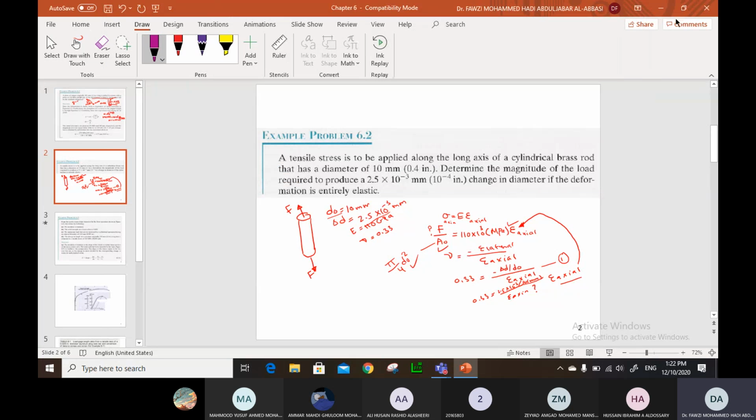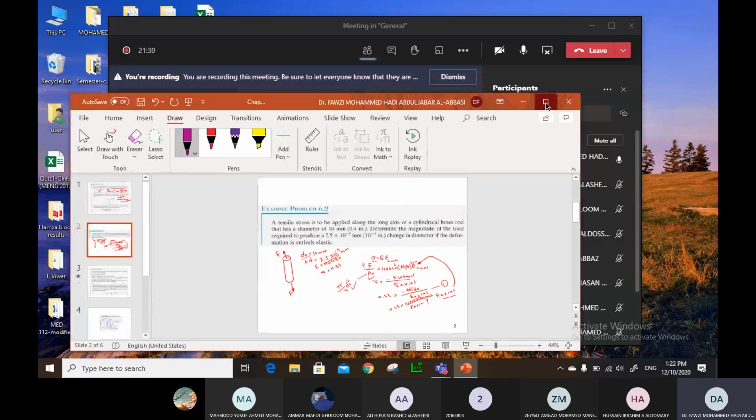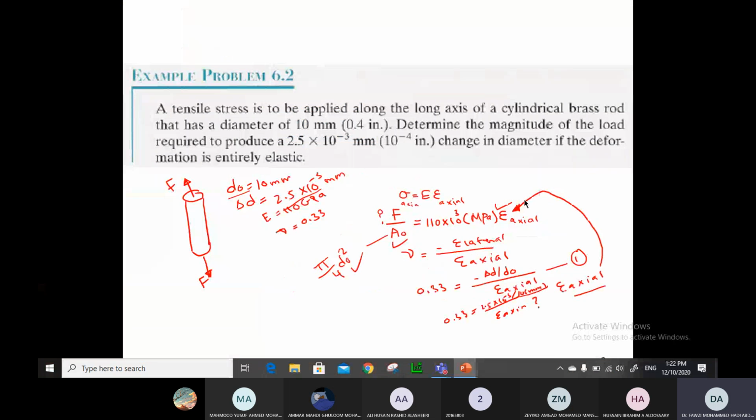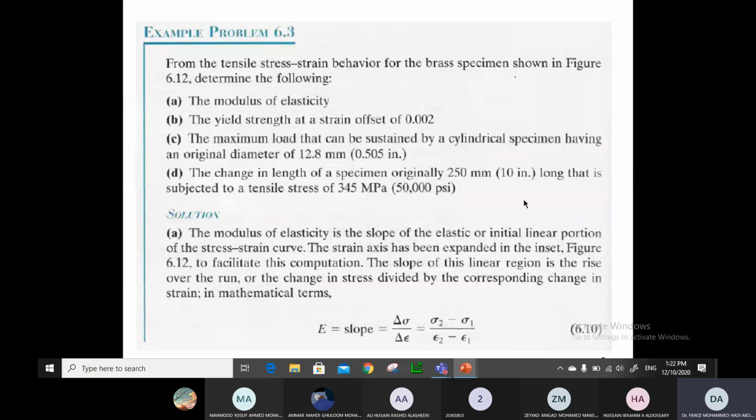Okay, if it is clear, let me go to the next issue that I want to do.